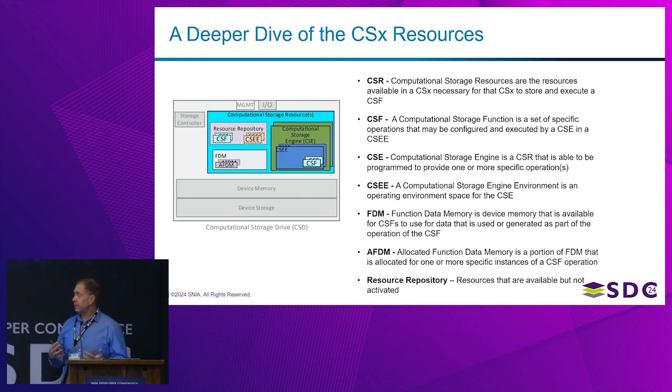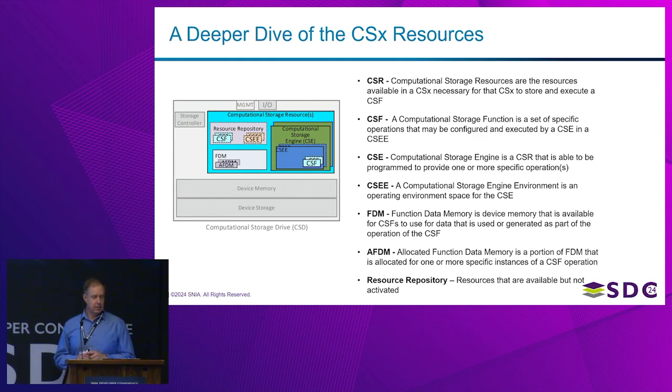Regardless of what type of engine or engine environment your system has, your computational storage is going to need some memory. And the architecture has defined function data memory, or FDM. And so this memory can be used for temporary variables, as the data is manipulated, transformations, whatever the case may be that's needed as part of that function as it's executing. You may have a large block of function data memory, and you want to partition it or allocate it to a specific function. That way you can have this block divided up across different functions. And so we've defined allocated function data memory.